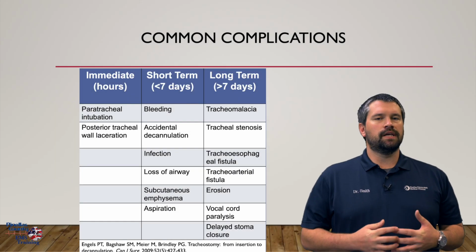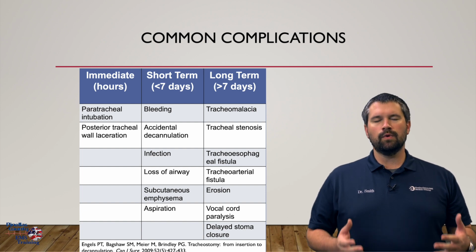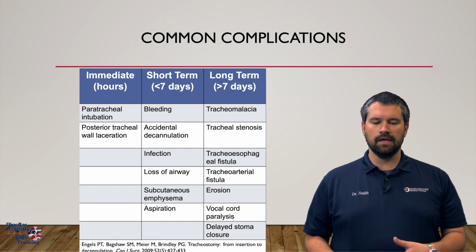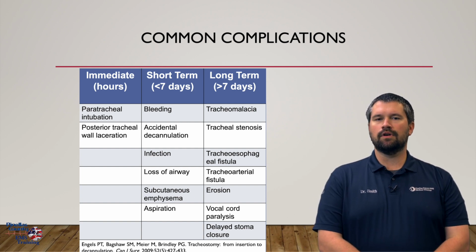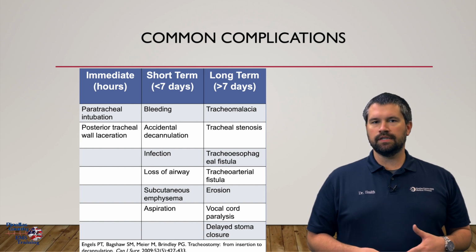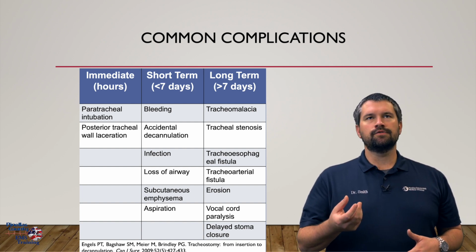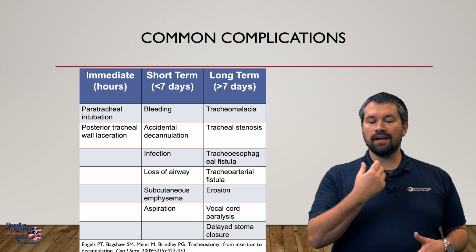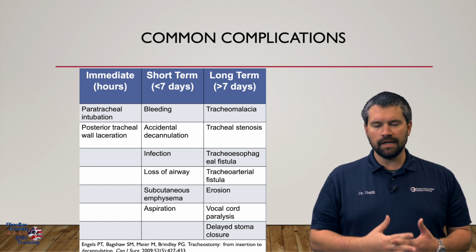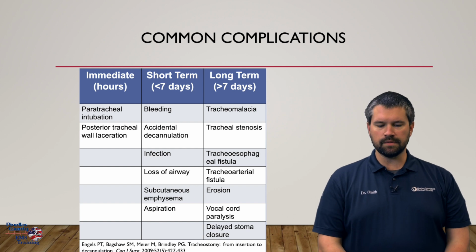So when we're talking about complications of tracheostomy, we really split them into 3 categories. There's immediate, short-term, and long-term. Immediate, we will rarely see. Those are often done in the surgical setting or in the hospital. These include paratracheal intubation, where the tracheostomy actually goes into the tissue, not into the trachea itself. You can also have damage to the posterior tracheal wall. Again, very unlikely to be seen pre-hospital.